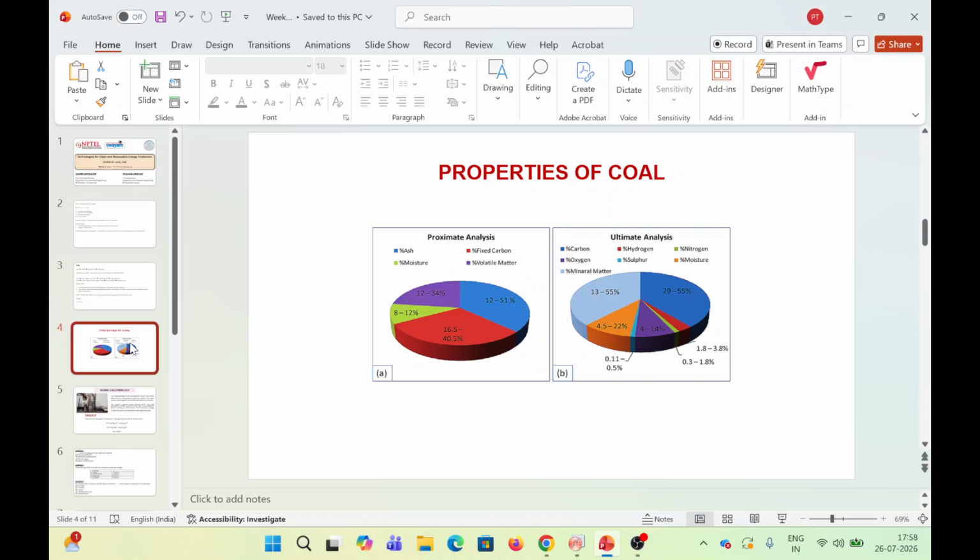In order to do this ultimate analysis, we take the help of a CHNS analyzer. A CHNS analyzer is one wherein your sample is heated at a high temperature of 990 degrees Celsius in the presence of pure oxygen. Once this happens, the carbon in the sample gets converted to carbon dioxide, sulfur gets converted to sulfur oxides, hydrogen gets converted to water, and nitrogen gets converted to N2 or nitrogen oxides.